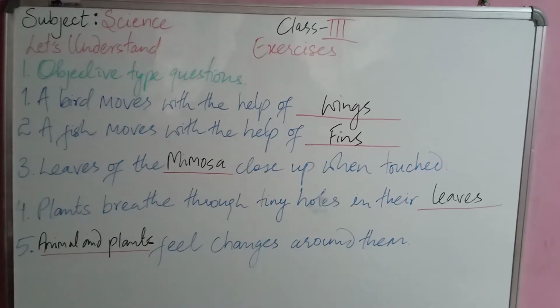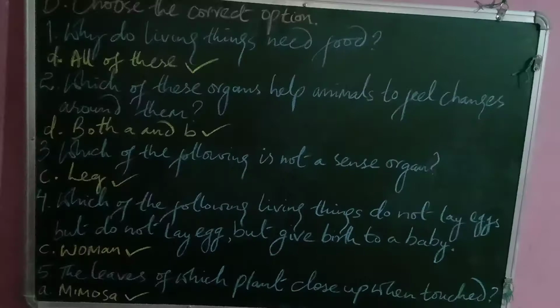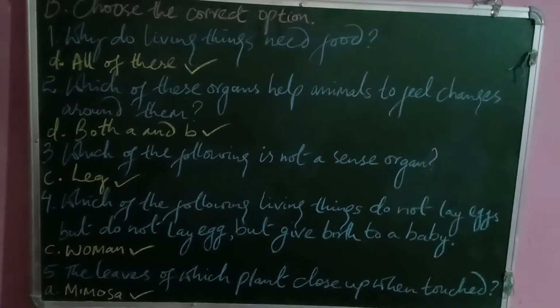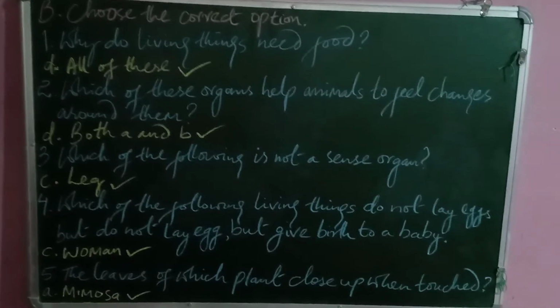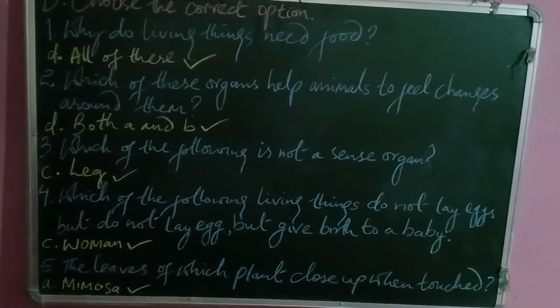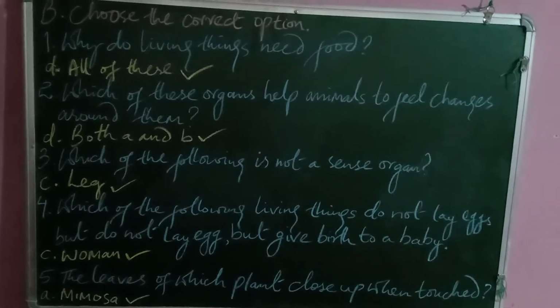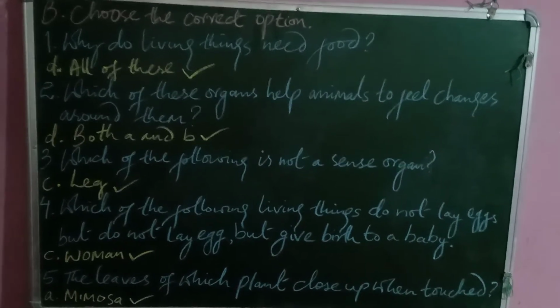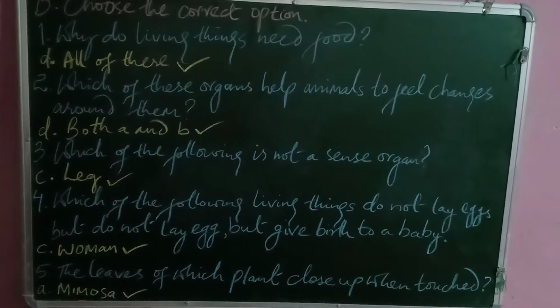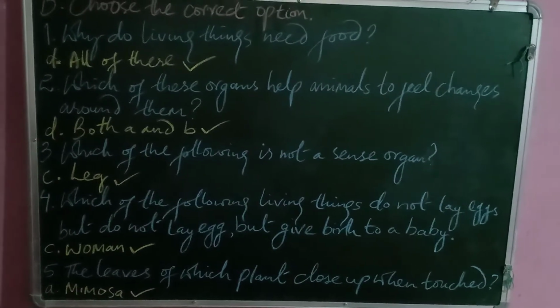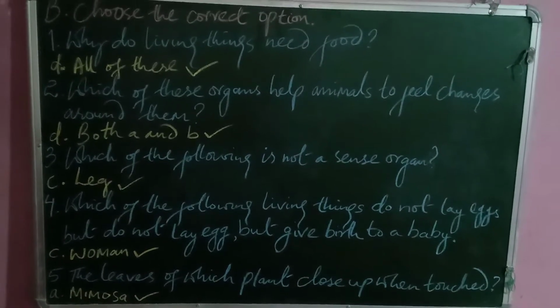Okay, so moving on with the next question. So after this we have next question B: choose the correct options. So let's begin with the first question: why do living things need food? And your options are to work, to move, to grow, and all of this. So option D, all of this, is the correct option.